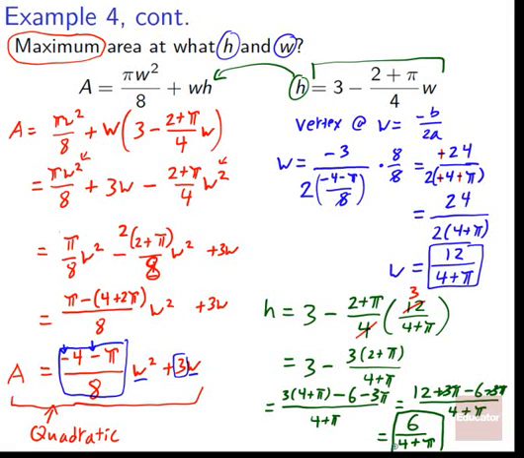So the maximum area will occur when our width is 12 over 4 plus pi and our h is 6 over 4 plus pi. They'll both be in units of meters because meters is what we started with for our perimeter. All right, hope you've got a sense of how quadratics work, what their shape is, and this idea of the vertex and that being where maximum and minimum are located.